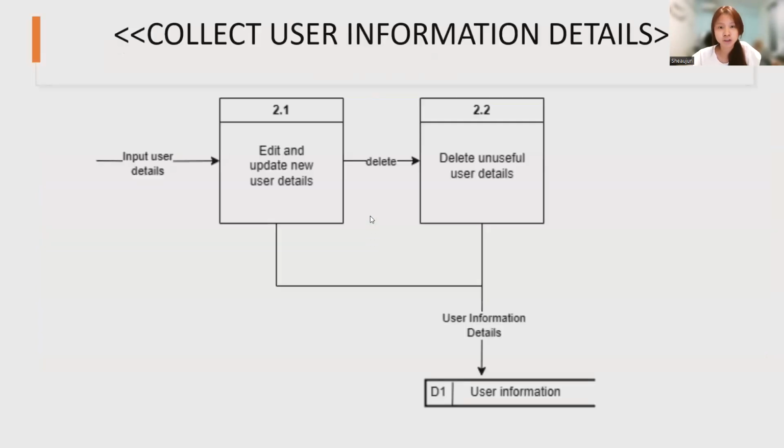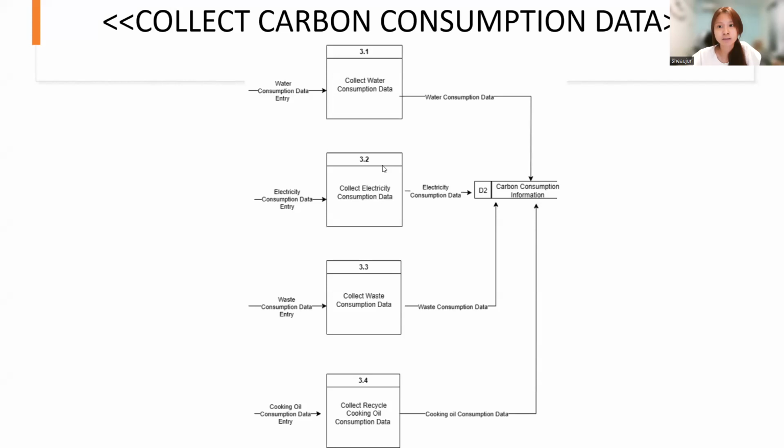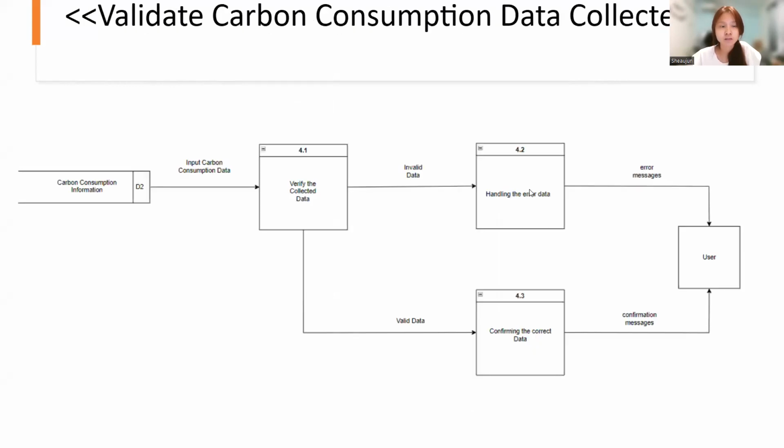So this is the first child diagram: correct user information detail. As I said, the user can edit and update new user detail or delete unuseful user detail. All the changes will be stored in the user information detail. Next, correct carbon consumption data. There are 4 carbon consumption data types: water, electricity, waste, and cooking oil. The user has to fill in all the information given, and then the carbon consumption data will be stored in the data store.